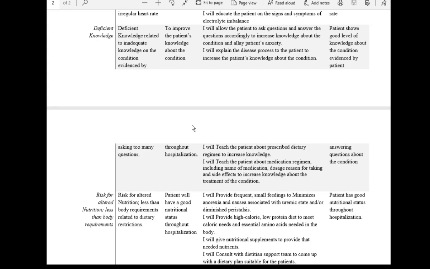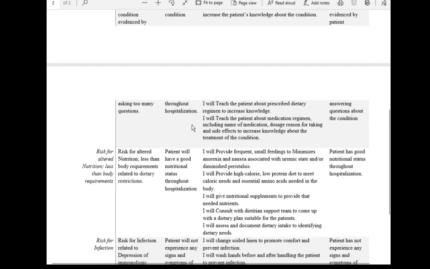Patient shows good level of knowledge about the condition, evidenced by patient asking questions about the condition and answering questions about the condition. So the patient will show that they have a good level of knowledge about the condition, and they will show it by answering questions when asked about the condition.